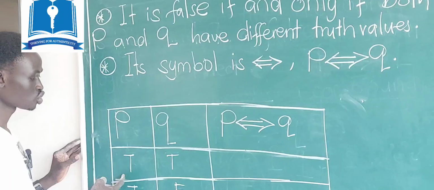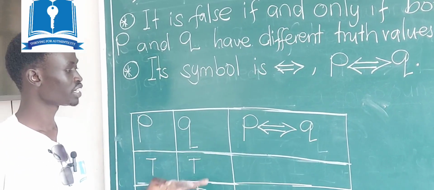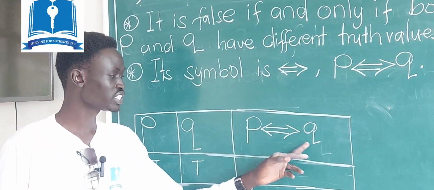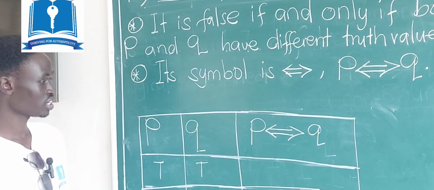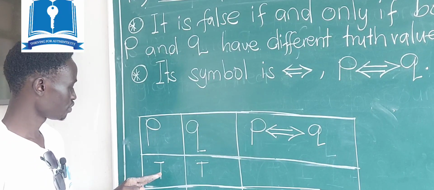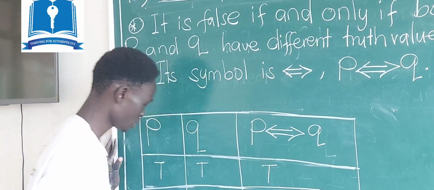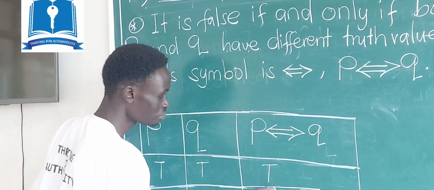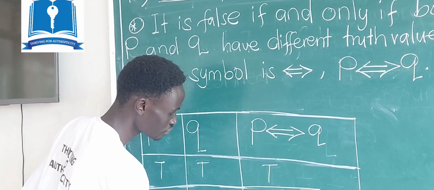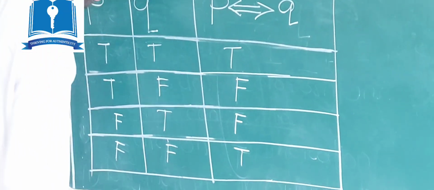For "by implication," it is false when the two have different truth values. If this is true and this is true, definitely it will be true. True, false: it will be false. False, true: it will be false. False, false: it will be true.